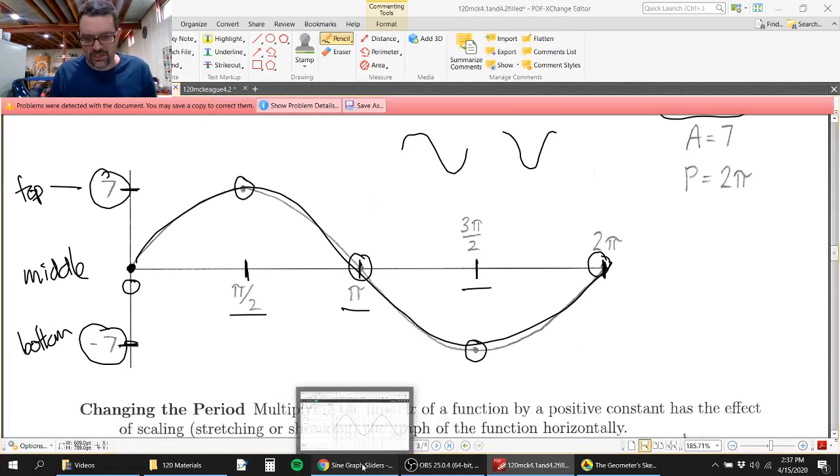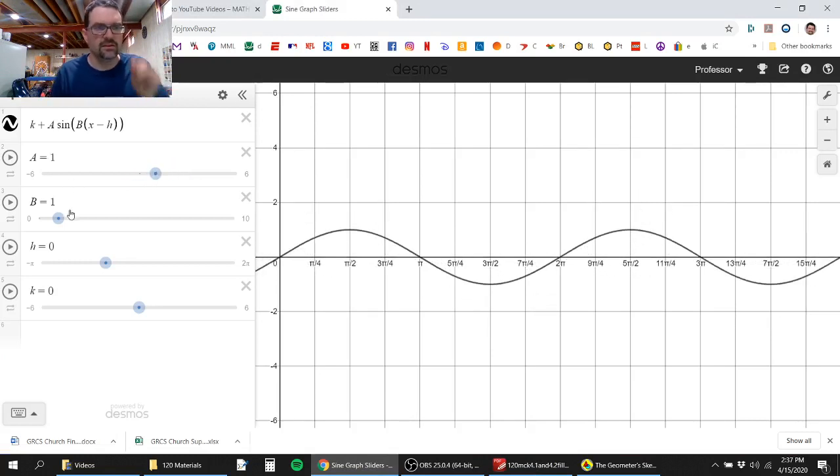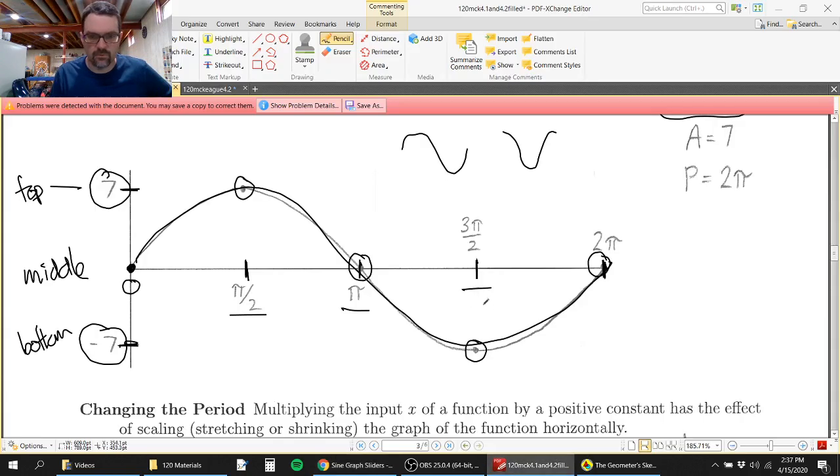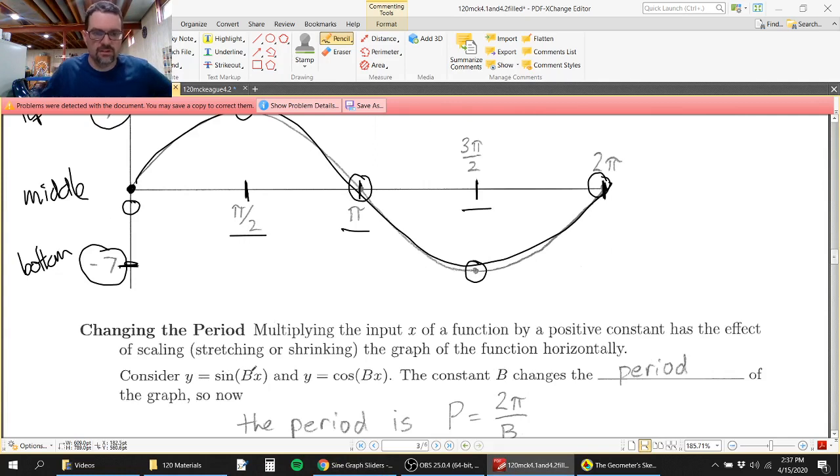So the other change, I'm going to set a back to its standard value of 1, is b. What if we, and we're going to ignore -h for now, we are going to be looking at graphs that look like this. So what if we multiply the input x by a number? You would multiply the input by b before doing the sine or the cosine function. Well, the impact that has is that when you put a different number in there, and for y equals sine x, basically b is 1, but we don't write it. If you do put something other than 1 in there, it changes the period.